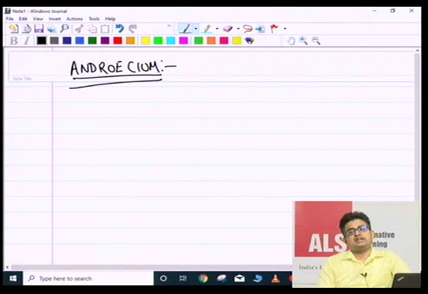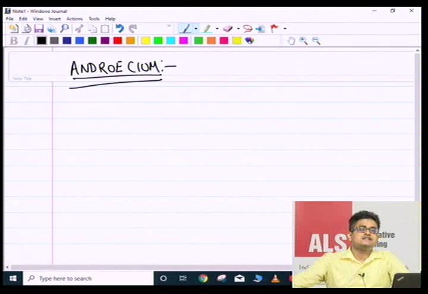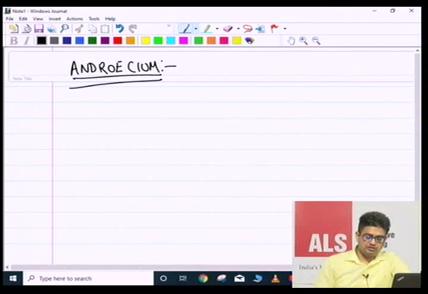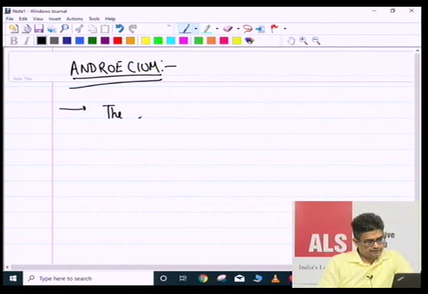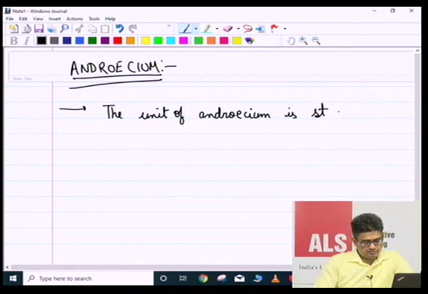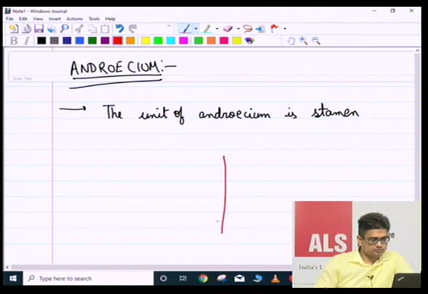Now the question is asked on the exceptions. Which plant or which family will normally have only a single lobed anther? That family is Malvaceae. So let's do it quickly. The unit of androecium is stamen, and each stamen consists of 2 parts.